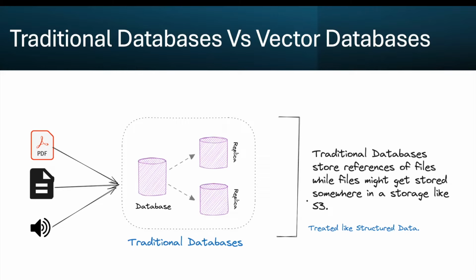Now, you pass those documents to the database. Generally, when you are building applications, you don't pass the PDF itself. You will store the PDF or the image or the document or the audio file somewhere in some storage location, and that storage location's reference is what you will put into the database, right? This is the way traditional databases store references of files, but they treat all of the data that is coming into them as structured data, right? So structured here refers to information that follows a predefined schema, right?